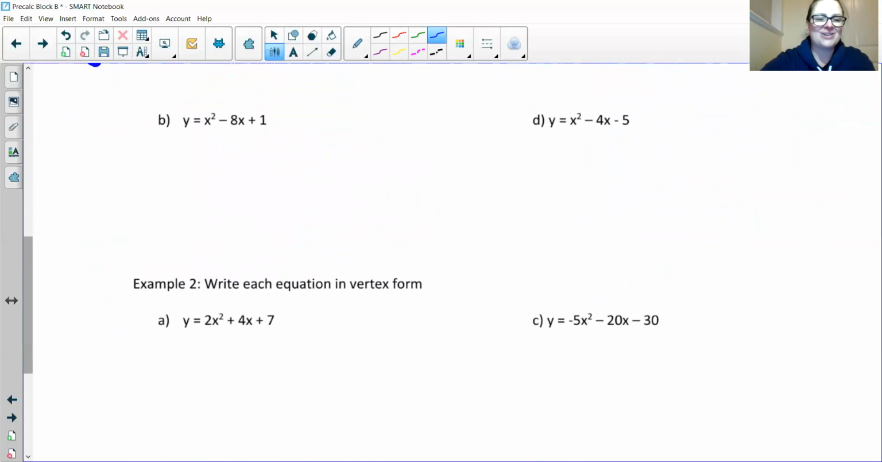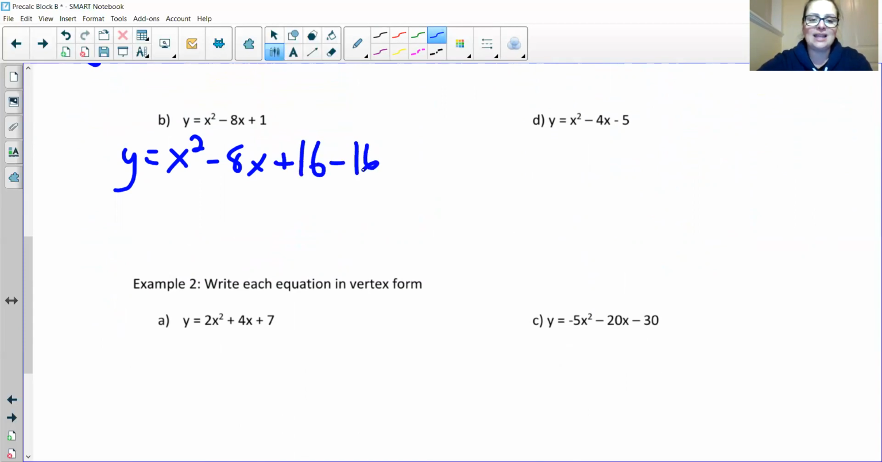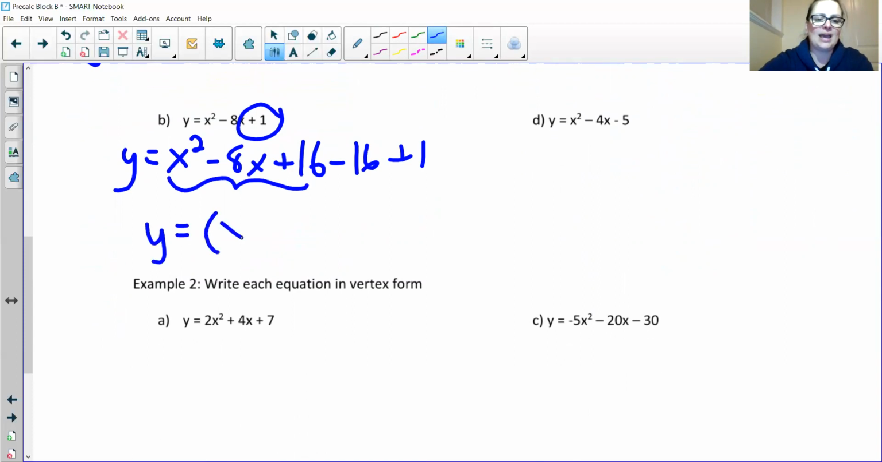Welcome back. So we're going to go y equals x squared minus 8x. Half of 8 is 4. 4 squared is 16, so we're going to plus 16. We also have to minus 16, and then we have to not forget that plus 1. Okay. So this, written as a trinomial square, will be (x minus 4) squared. And then -16 plus 1 is going to be -15.